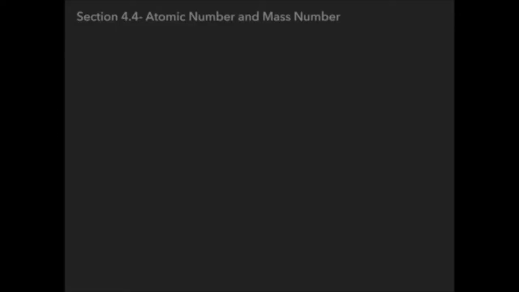In this lesson, I'm going to be talking about atomic number and mass number, and then also atoms and ions. So let's first talk about the difference between an ion and an atom. Now, atoms are simply particles that have no charge. So when you look at the periodic table, all of those elements are atoms.